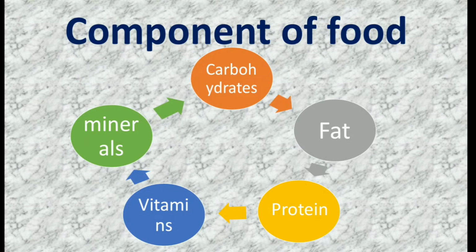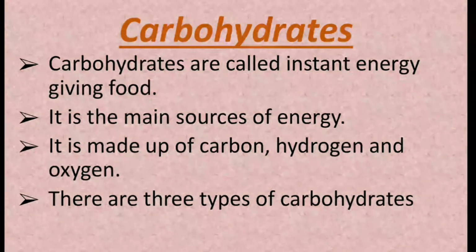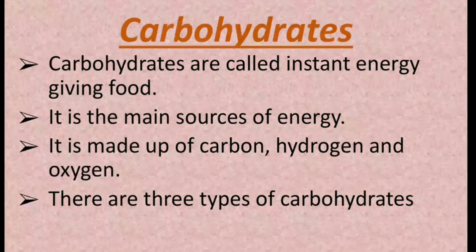There are 5 major components, which are carbohydrates, fats, proteins, vitamins and minerals. So one by one we will discuss all the components. Let's talk about carbohydrates. What are carbohydrates? Carbohydrates are called instant energy giving food. It gives us quick energy. Okay, it is the main source of energy. It is made up of carbon, hydrogen and oxygen.